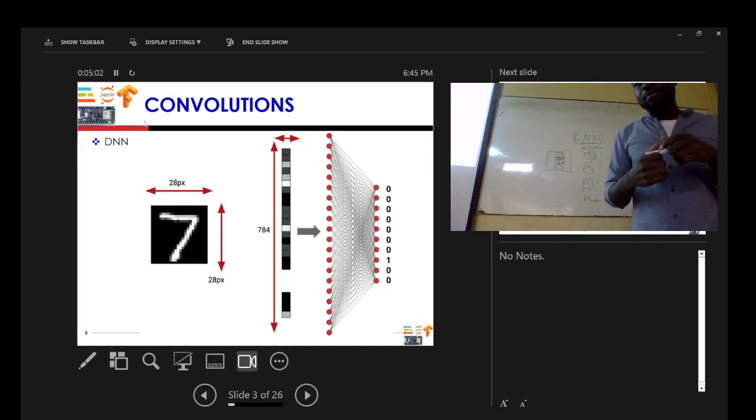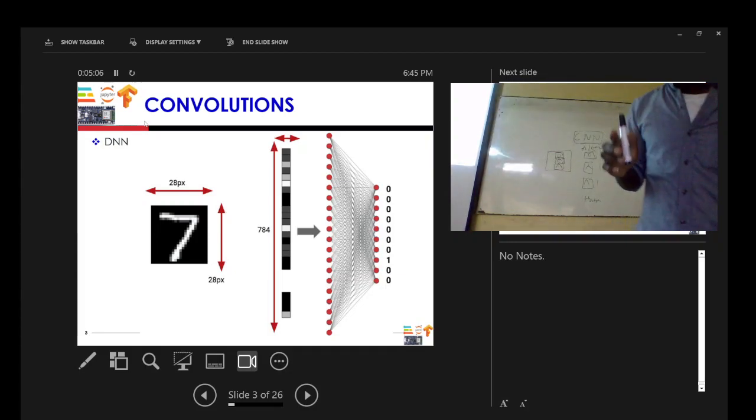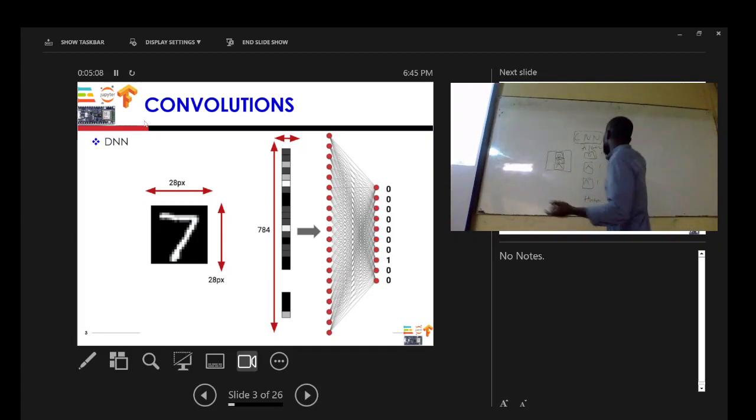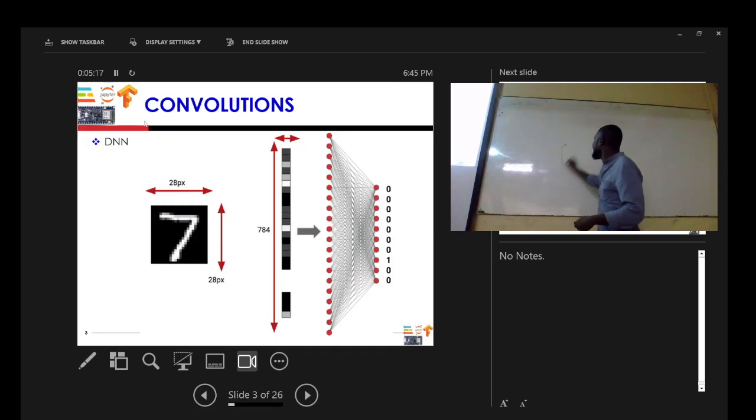Right. So how does the filter work? The filter works with convolutions. If I take an image like this, let's say I have a very small image, a 3 by 3 matrix, right?